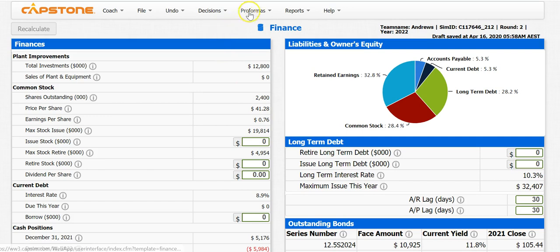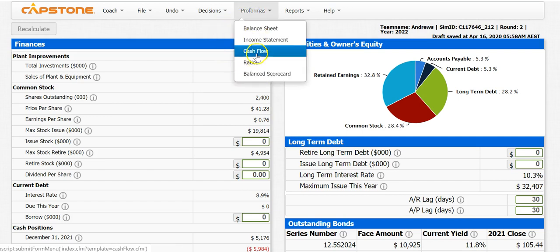So first, let's go to the pro forma section. You can see a whole range of different things here. There's balance sheets, income statements, and so on, balance scorecard, and also ratios. These are work in progress documents. When you get your courier at the end of the year, your balance sheet, your ratios, your balance, and all those sort of things are actually fixed in what you actually got.